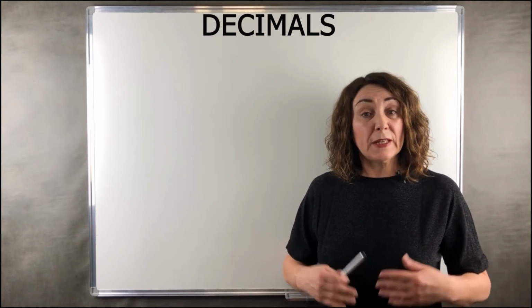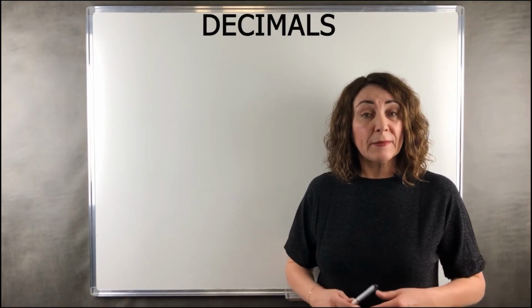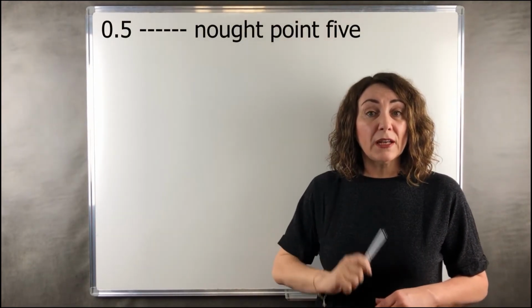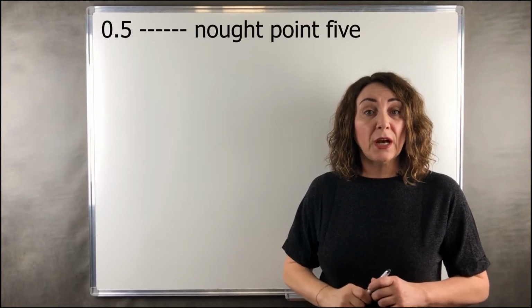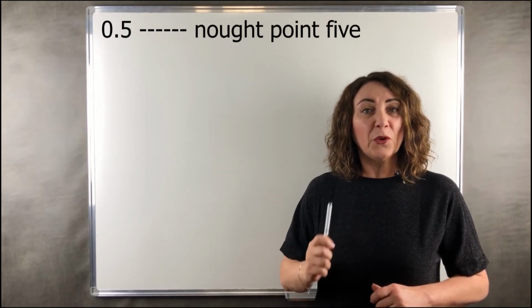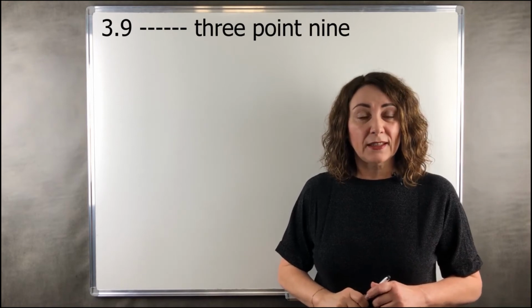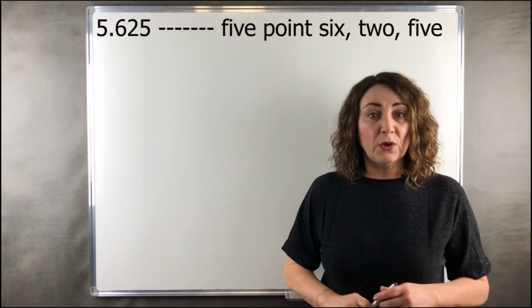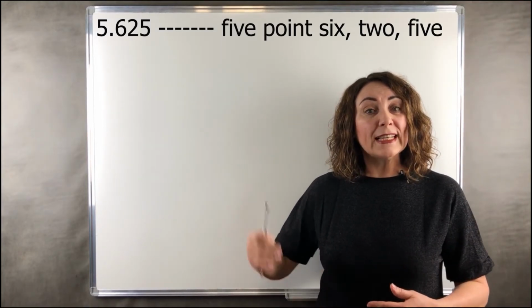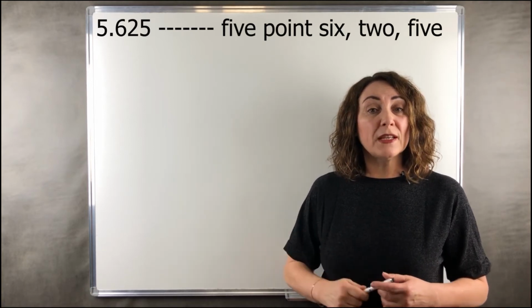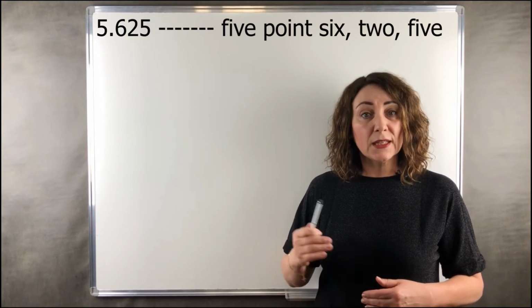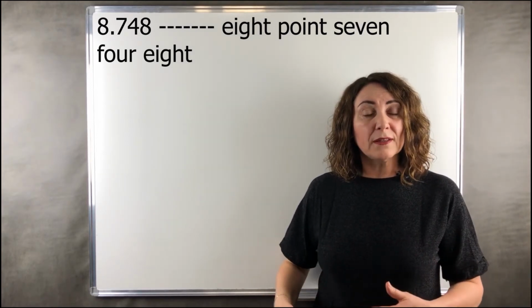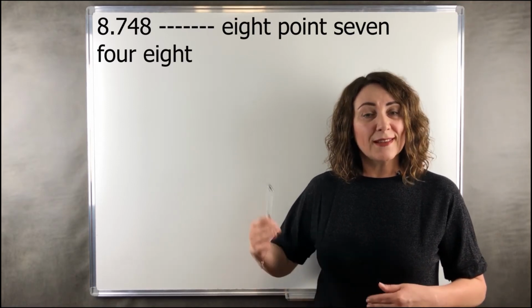Now, it's time to speak about decimals and fractions. Let's start with decimals. For example, 0.5. Pay attention, in English a point is used, not a comma. We will pronounce 0.5. Or, for example, 3.9. We will say 3.9. Or, for example, 5.625. We will say 5.625. The decimal places are pronounced digit by digit. Or, for example, 8.748.